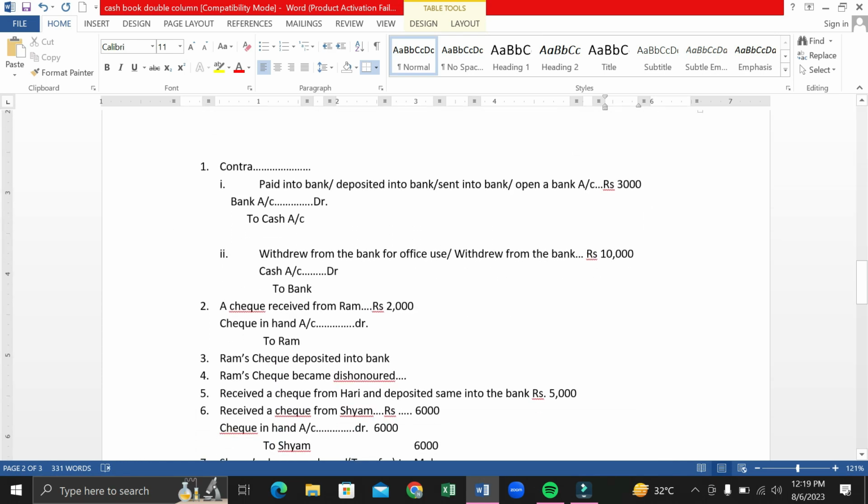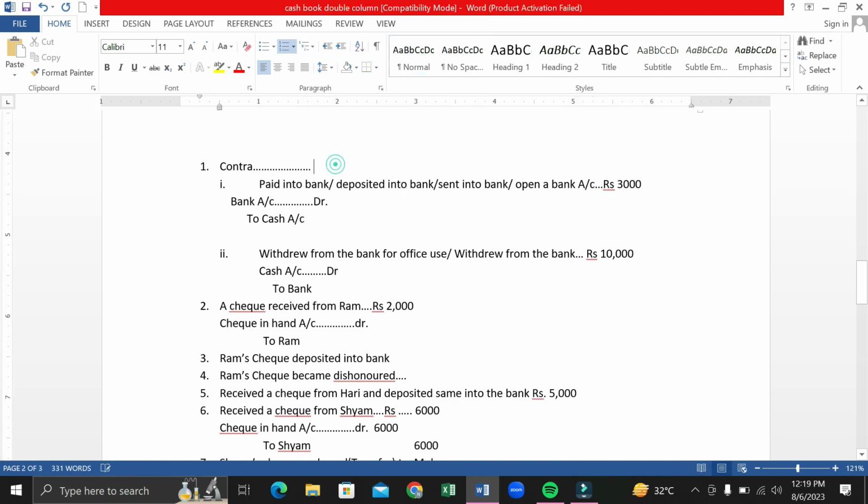The very first and very important entry is the contra entry. This question could be asked in examination as a theory question also. Otherwise in the cash book it is a really very important concept. So a contra entry is that entry which affects cash as well as bank both. It means both accounts will be affected, that is the cash account as well as the bank account. So this is a contra entry.